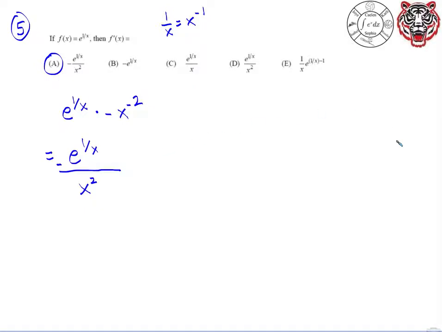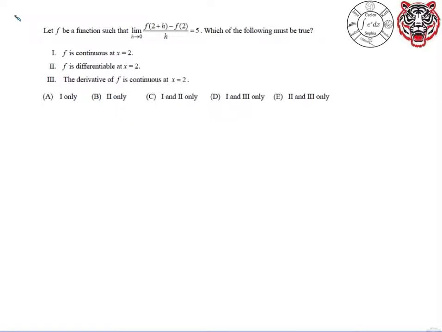Yeah. All right, number 6. So, which of the following must be true? What is this thing? This giant thing here. It is the definition. What is this thing here?